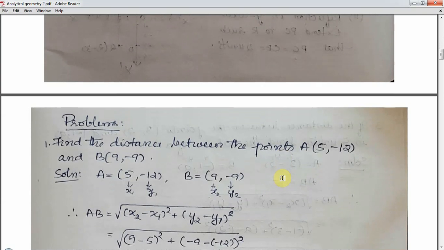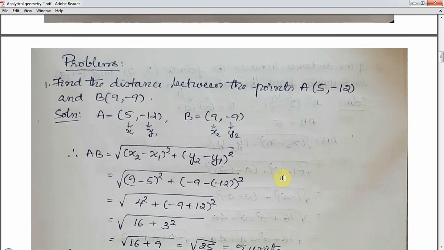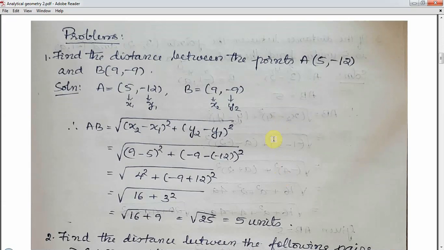We'll move on to the problems. Keeping everything in mind, we will see how to solve a few problems. Simplest one: find the distance between the points A (5, -12) and B (9, -9). So I'll write the point A (5, -12), B is (9, -9). The first point's coordinates we'll call x1, y1, the second point x2, y2. By the distance formula, the distance from A to B is the square root of (x2 minus x1) whole square plus (y2 minus y1) whole square.